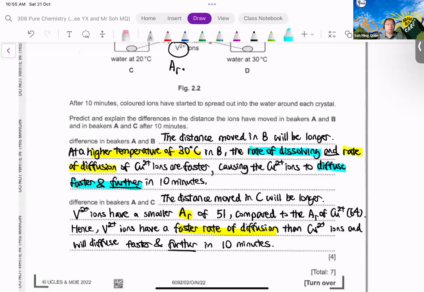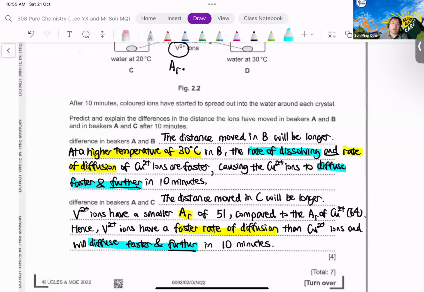All right. So same here for C. The distance moved in C will be longer because vanadium has a smaller AR of 51 compared to copper, which is 64. Therefore, vanadium ions have a faster rate of diffusion and will diffuse faster and further. Please ensure your answer looks like this. It needs to have rate of diffusion in the answer. Don't be tricked by the question and just use the word move. Obviously, they can't tell you it's diffusion because that would be giving the answer away.